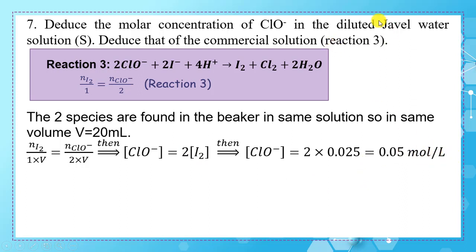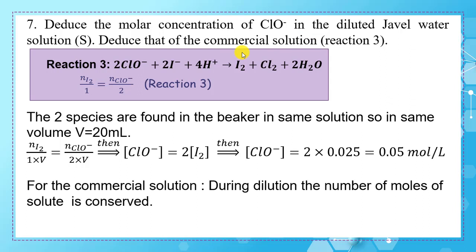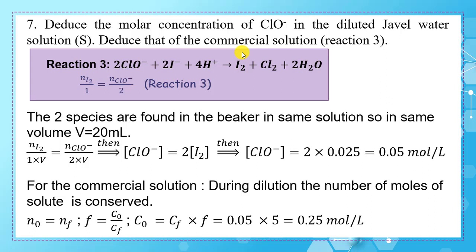This is the concentration in the diluted Jebel water. To get the concentration of the commercial solution, we use the number of folds. The number of folds is equal to 5 times, therefore the concentration C0 over Cf is equal to 5, so we get the value of C0.